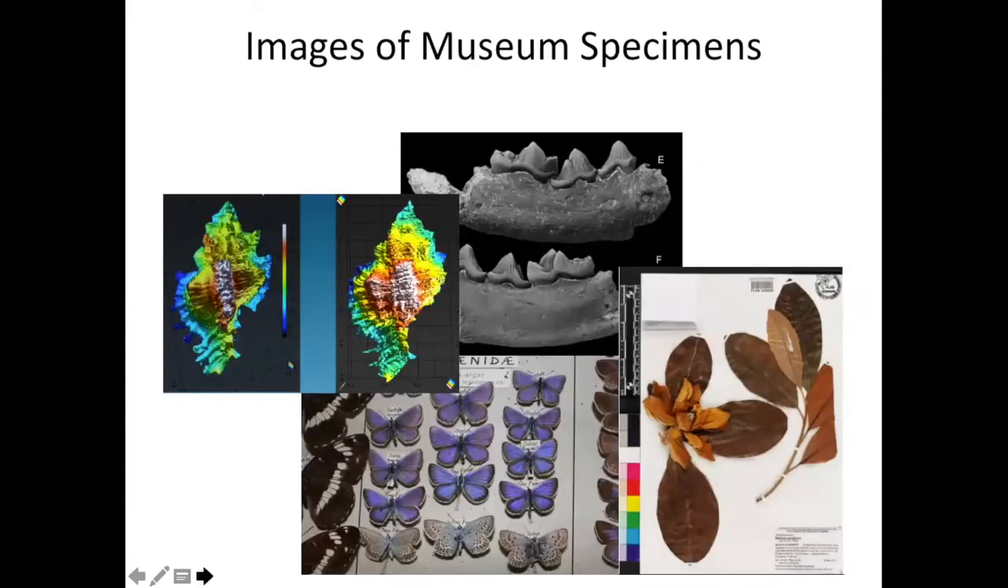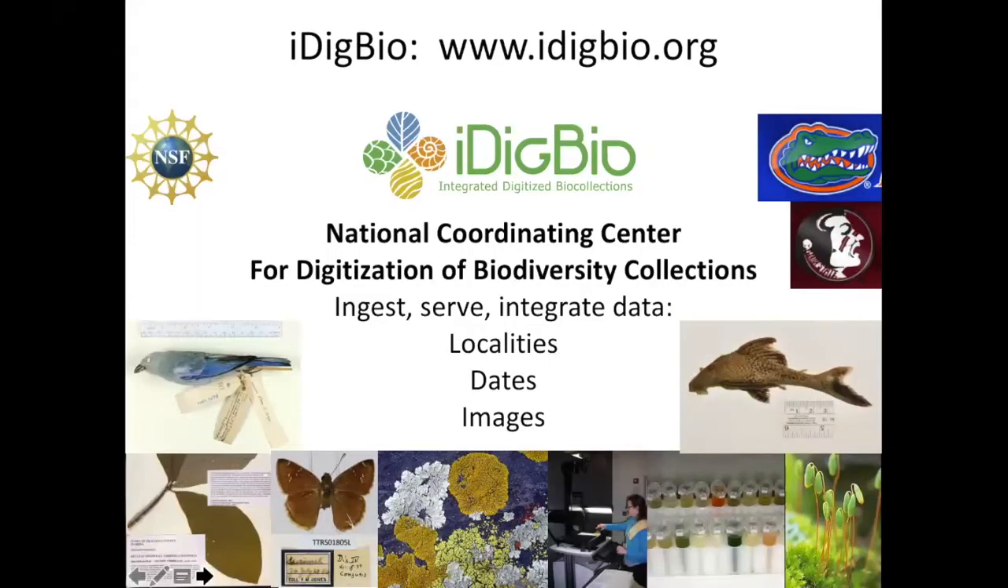But in addition to that sort of label information, there is also a lot of imaging that's going on. And this includes images of herbarium specimens, like you can see on the right, but also various types of imaging of other organisms as well, including sometimes 3D imagery that allows one to even investigate the internal structure of an organism. Now, all of this information is being compiled into a huge database called iDigBio.